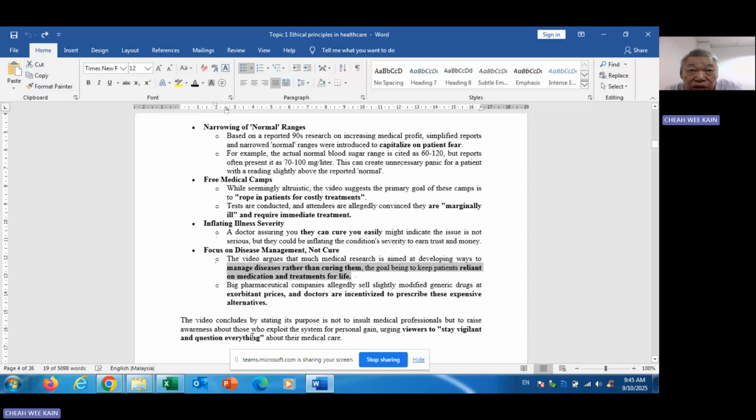Okay? Because they are not curing it. Now you can say there's no cure, or they don't know how to cure. So they're just managing it. Okay. So big pharmaceutical company slightly modified generic drug at very crazy prices, and doctors are incentivized to prescribe these expensive alternatives.